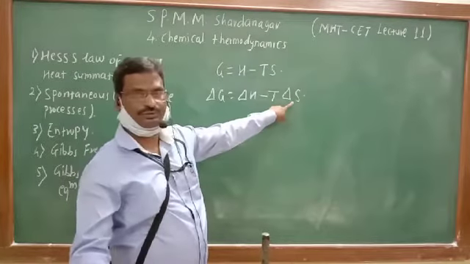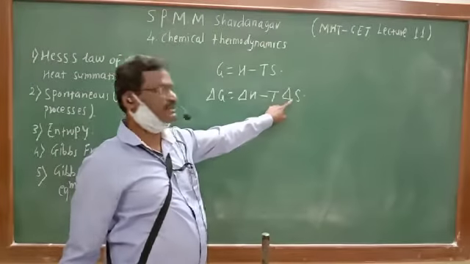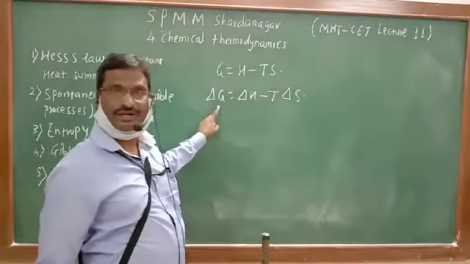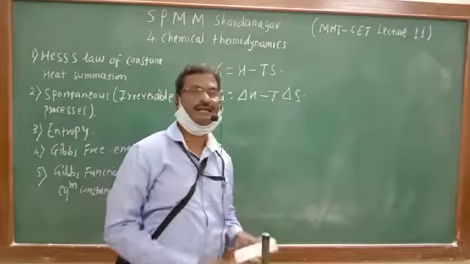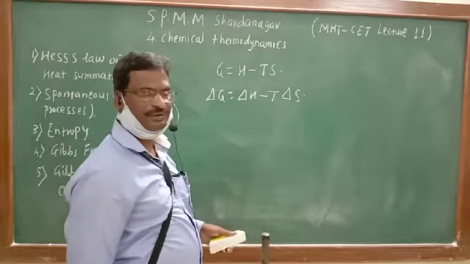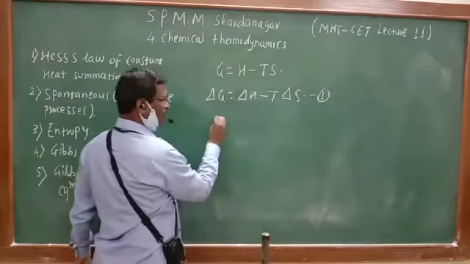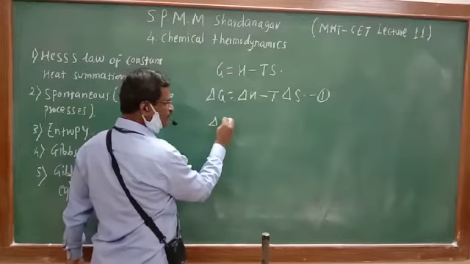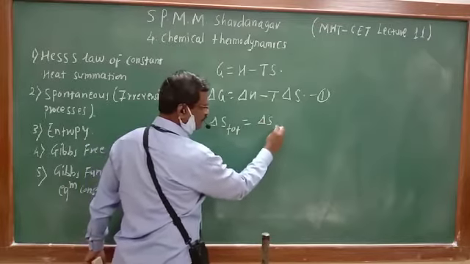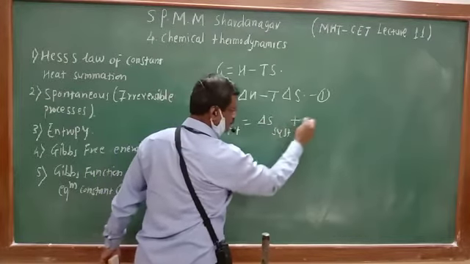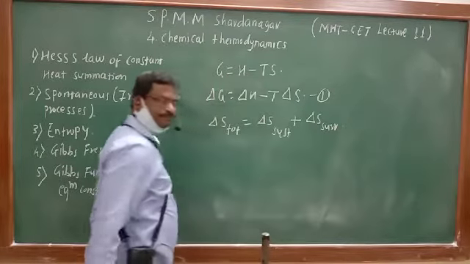So both enthalpy change as well as entropy change are considered according to Gibbs free energy in order to identify the spontaneity of a process. According to the second law of thermodynamics, suppose this is equation 1, we have seen delta S total is equal to delta S of system plus delta S of surrounding.